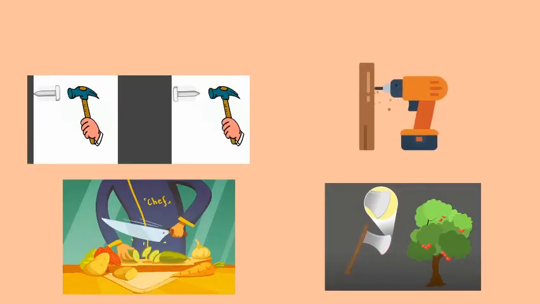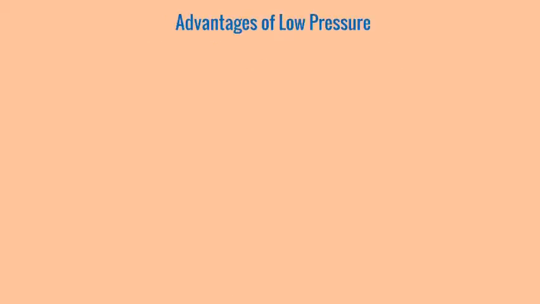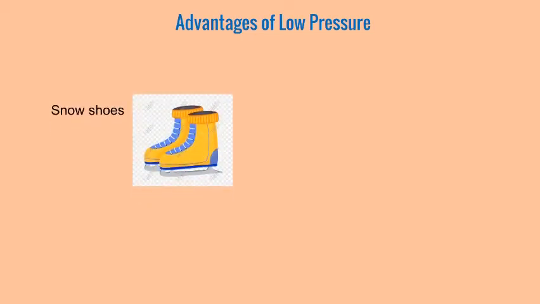The examples that we have seen so far are applications of high pressure. It's about how high pressure is useful to us in some cases, but it is not always the case. There are situations where we require low pressure. Let's see some applications of low pressure.